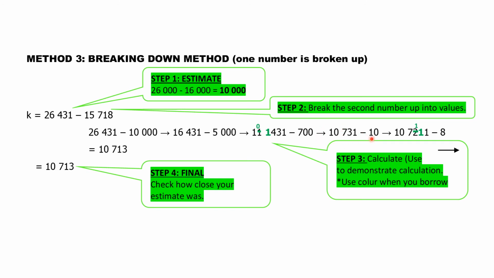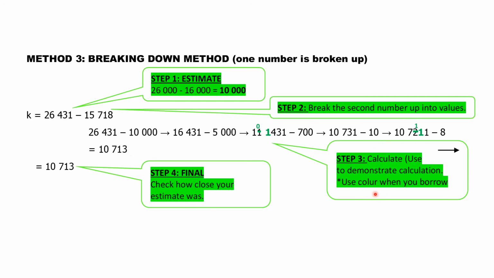10,731 minus 10 will give us 10,721. Minus the 8, again, we cannot say 1 minus 8, so we need to go and borrow from the 10s. Get rid of 1 ten, take it over to the 1. What remains is 1 more 10 left. So it's now 11 minus 8, which will give you 3. So 10,721 minus 8 will give us the final answer of 10,713. That is step 3 to calculate.